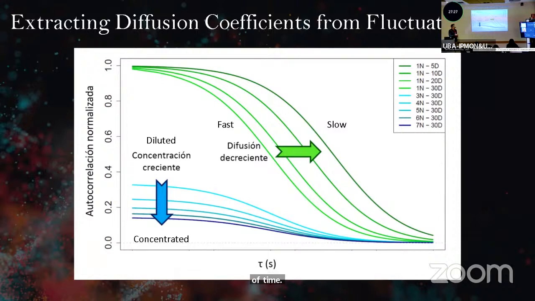And we have also seen that the number of molecules is inversely proportional to the amplitude of the correlation at tau zero. So the more diluted your sample is, the higher the amplitude will be, and the more concentrated it is, the opposite. Now, how about oligomerization?